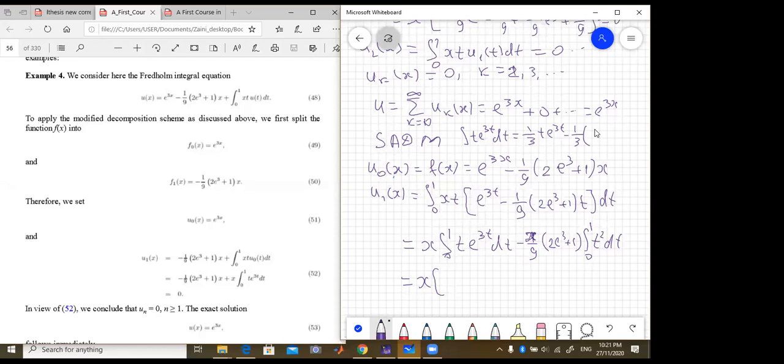So it is e to the 3t, 1 over 3. E to the power 1 minus 1. Actually, the second one is 1 over, can I say 1 over 9? Minus 1 over 9. So 1 over 9 e to the cube minus 1.